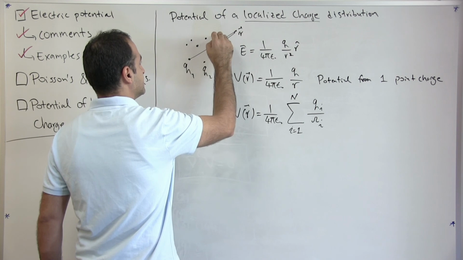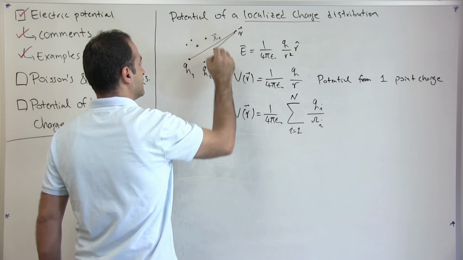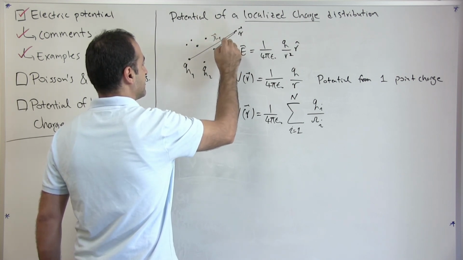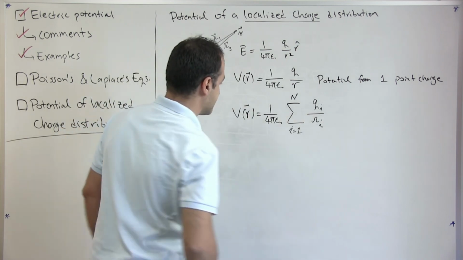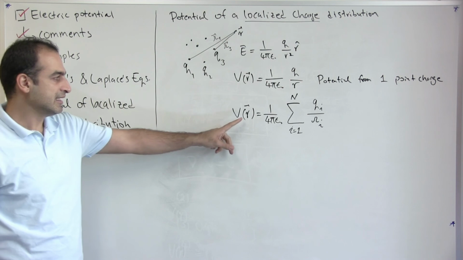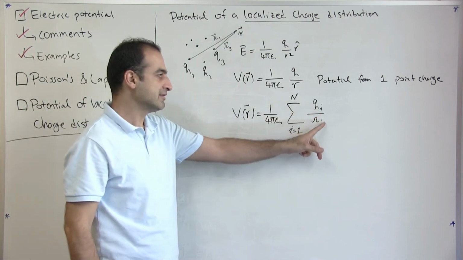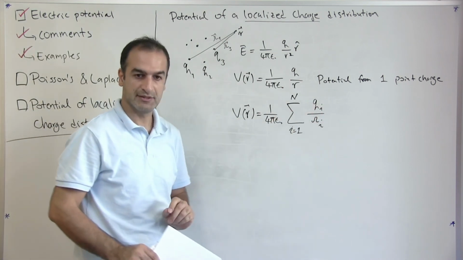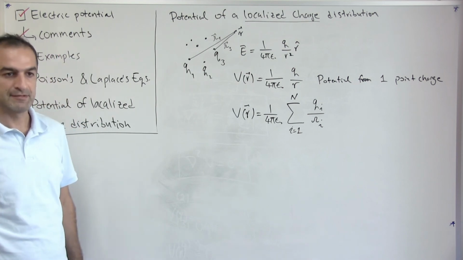So for instance, this is R1, this is R3. These are distance vectors. So with this summation, I can calculate potential at any point based on the position of the charges and value of the charges. Okay, so far so good?